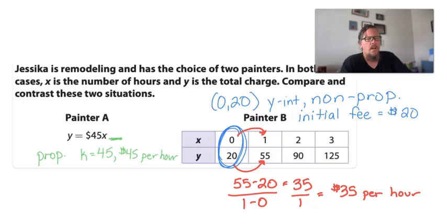Okay, so painter A, no initial fee, just $45 per hour. That's our proportional relationship. Painter B, $20 initial fee, but only $35 per hour. Again, it seems like one of these painters would be better if we just needed a short amount of time painting, but if we needed a longer amount of time, the other might be better. And that's something we're going to learn in the very near future, is how to tell which one would be better for us to hire for a short amount of time versus a longer amount of time.